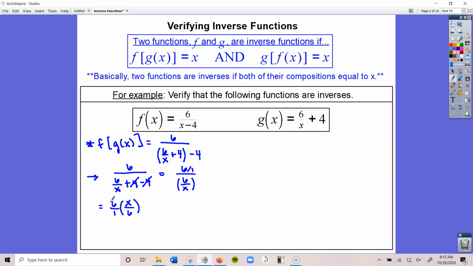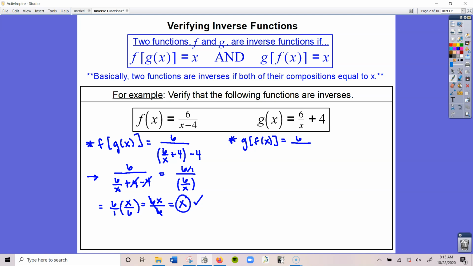If you ever have the same number in the diagonal, this means we have 6 divided by 6, which would cancel. Or if you choose to just multiply like normal, numerator with numerator, so 6x over 1 times 6, which is 6. Here you can still see that the 6's cancel and we end up with x. So far everything is looking good. But now we need to verify that the other composition, g of f of x, also equals x.